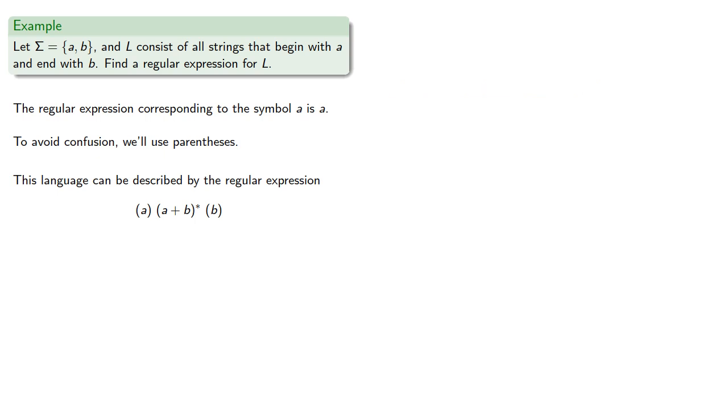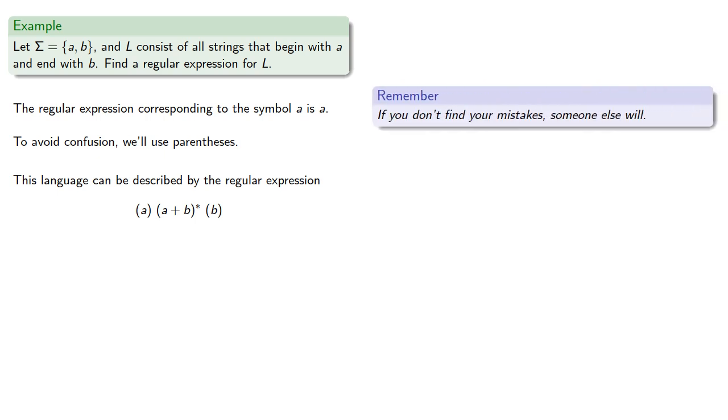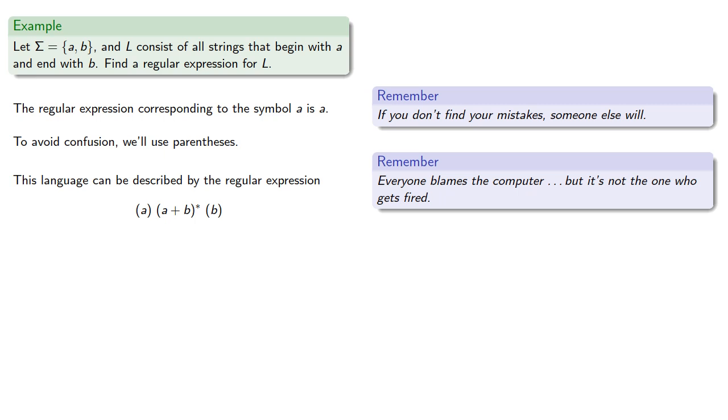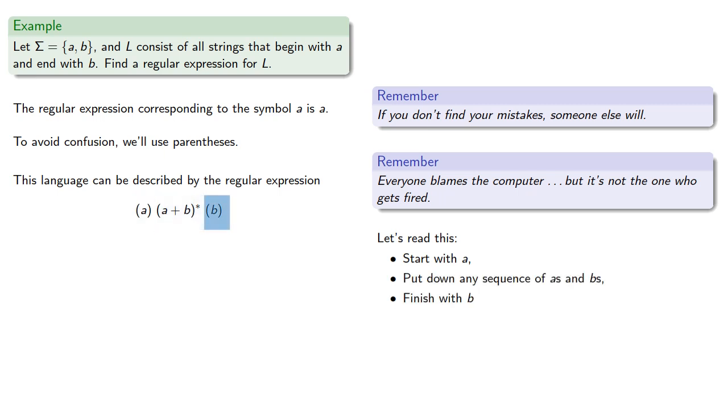Now, while we could go on to the next problem, remember, if you don't find your mistakes, someone else will. And while everyone blames the computer, it's not the one who gets fired. So let's make sure that this expression does actually produce the language we want. So let's read this. The regular expression says to start with A, put down any sequence of A's and B's, and then finish with B. And this gives us a string that starts with A and ends with B, which is what we wanted.